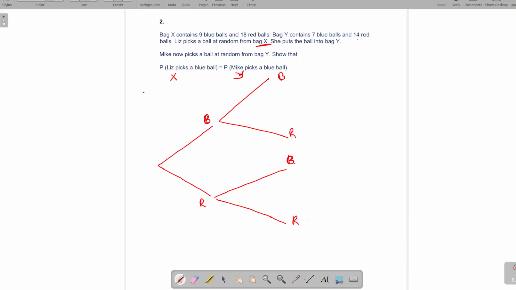And we have how many balls altogether? 9 and 18 is 27 here. 7 and 14 is 21 here. Liz picks a ball at random from bag X. So blue is 9 over 27, and red is 18 over 27. Then she puts the ball into bag Y. So the total number in bag Y is going to increase to 22. So let's put that here.